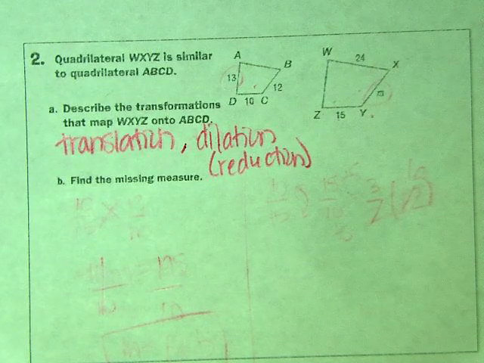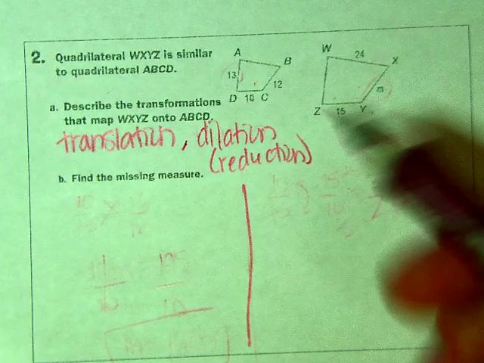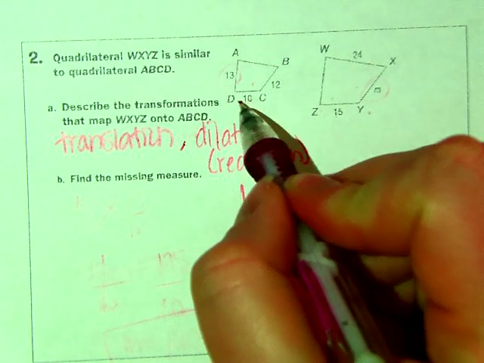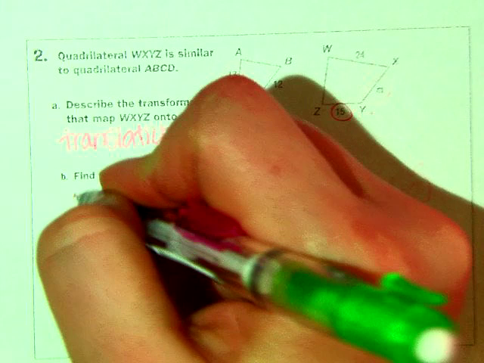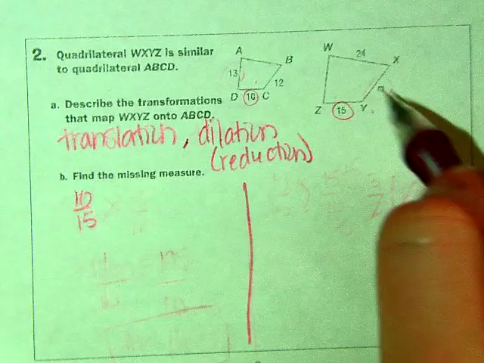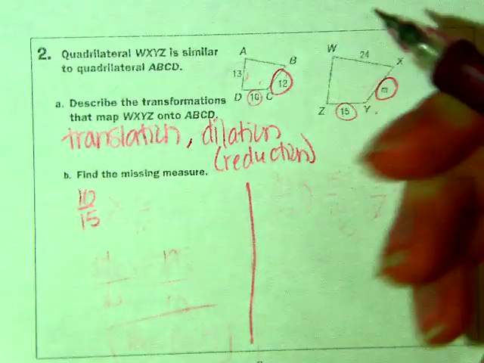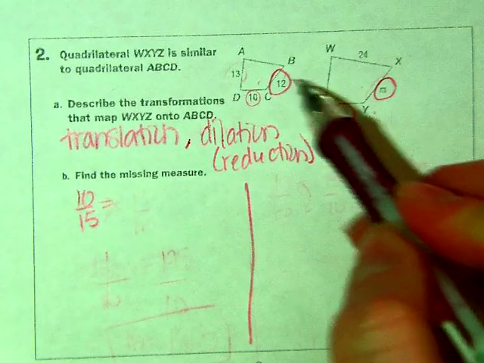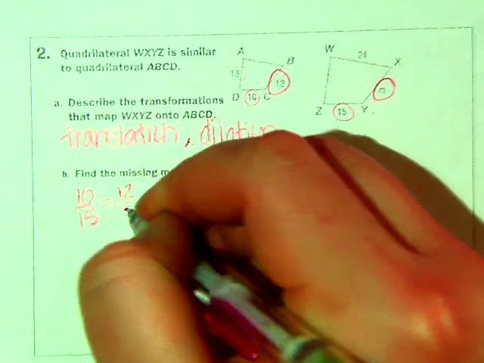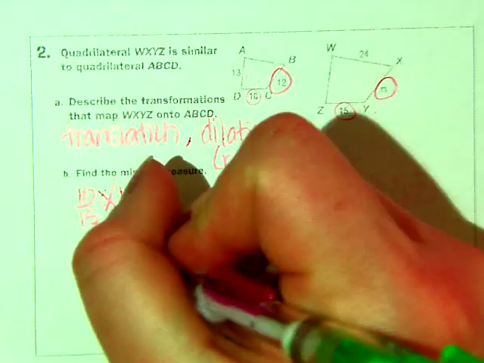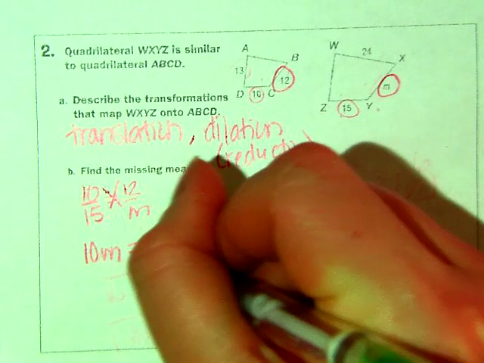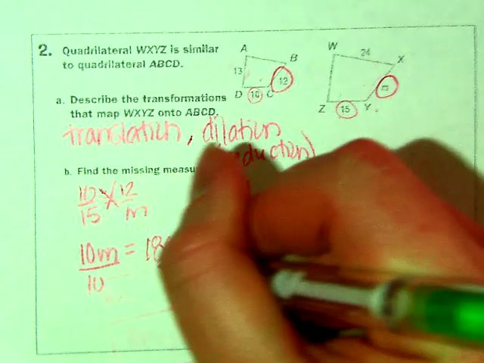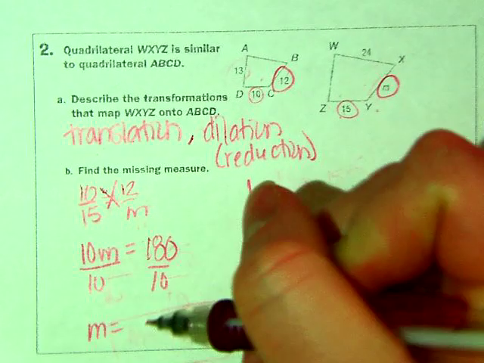Find the missing measures. We're going to do this in 2 ways. The first way is to set up a proportion. So 2 sides that we have the same, a number written on both, are the bottom, so 10 over 15. And then what corresponds to M is the 12. So we have to do little over big, 12 over M. Now to solve a proportion, equal sign in the middle, we cross multiply. 10 times M is 10M. 15 times 12 is 180. Then if I were to divide both sides by 10, I would get M equals 18.